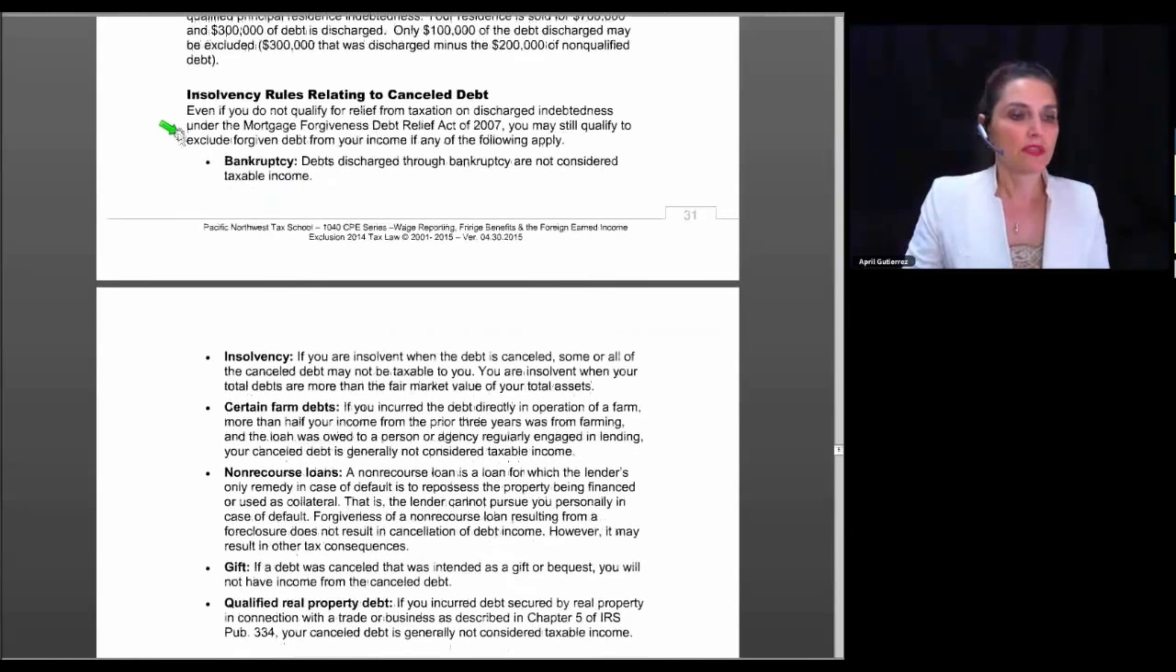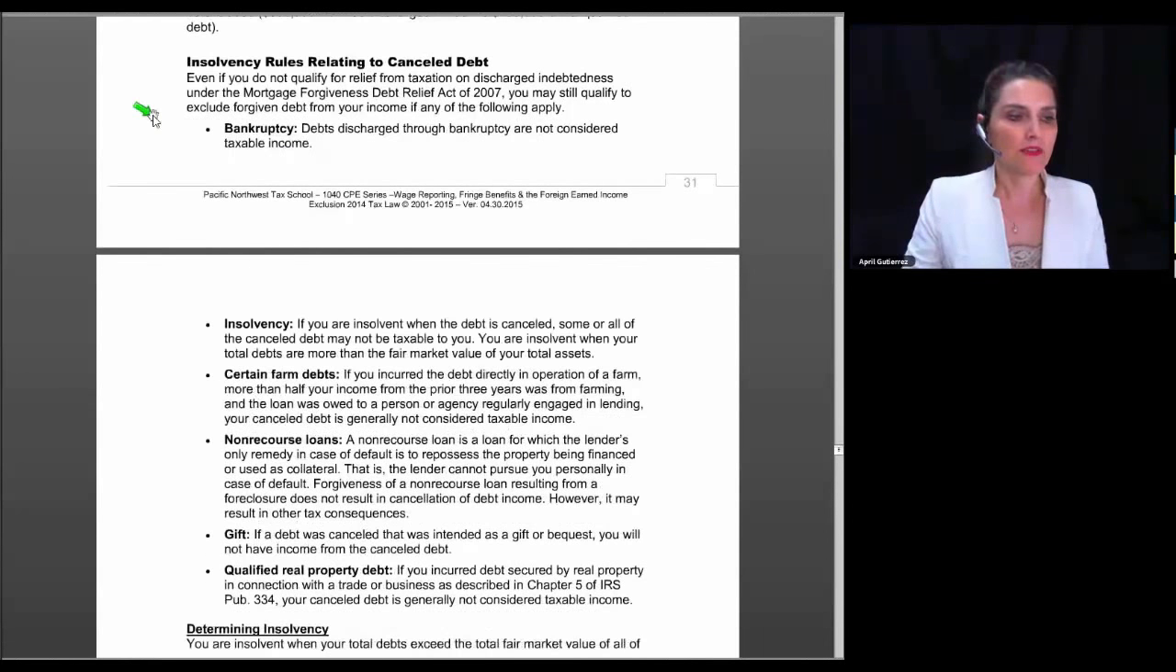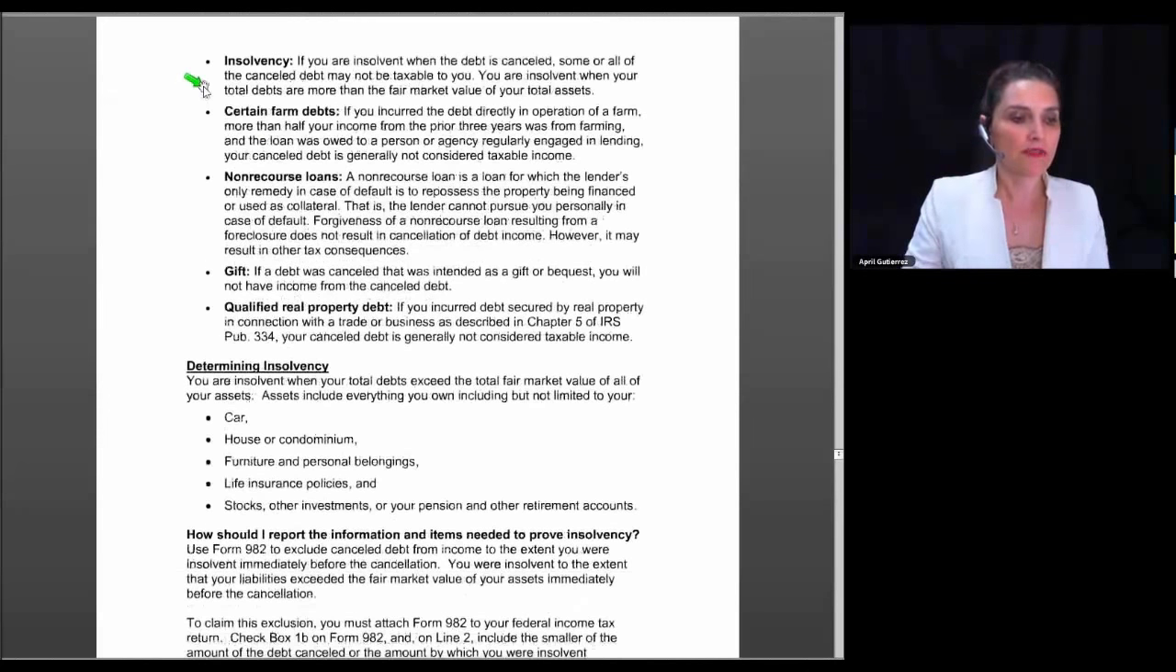Insolvency rules relating to canceled debt. Even if you don't qualify for relief from taxation on discharged indebtedness under the Mortgage Forgiveness Relief Act of 2007, you could still qualify to exclude forgiven debt from your income if any of the following apply. Firstly, bankruptcy. Debts that are discharged through bankruptcy are not considered to be taxable income. Or insolvency. If you are insolvent when the debt is canceled, some or all of the canceled debt may be non-taxable to you. You are insolvent when your debts are more than the fair market value of your assets.